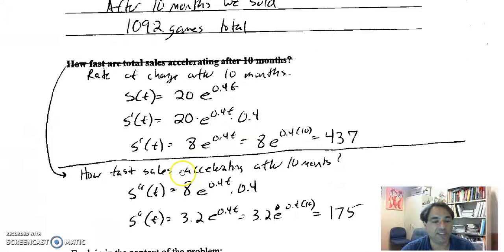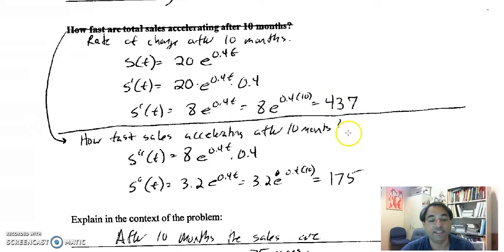Now the next question says, what is the rate of change after 10 months? So that means we're going to take the first derivative. If you remember from derivatives, how to take a derivative of e, the number in front stays in front. Rewrite it, e to the 0.4t, times the derivative of the exponent. Derivative of the exponent is 0.4. 20 times 0.4 is 8. So our first derivative, which is velocity, the rate of change, is 8e to the 0.4t. And if I plug in 10, we get 437.